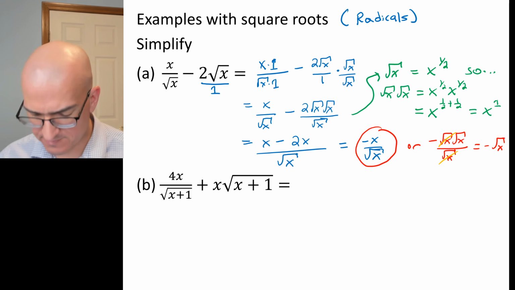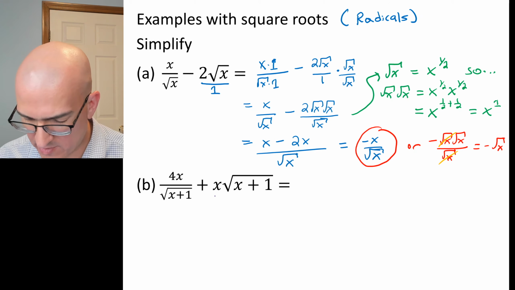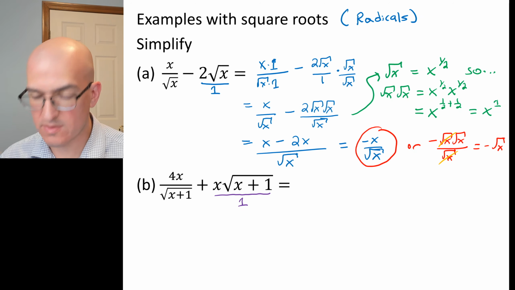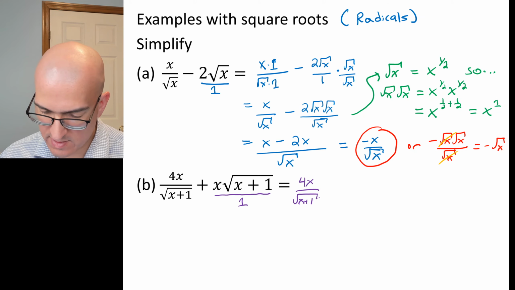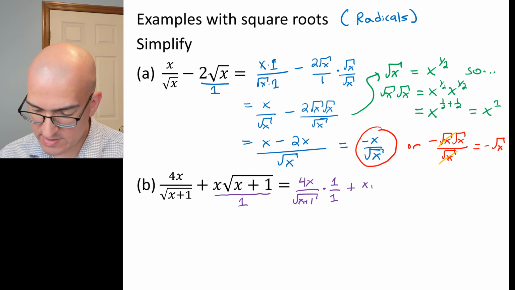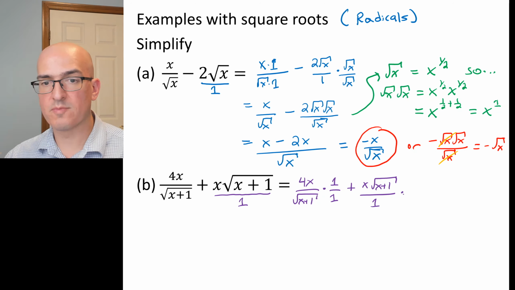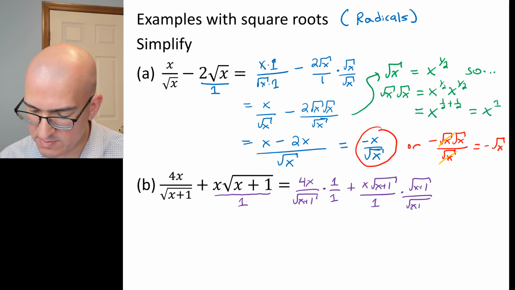All right, last question here. We have 4x over root x plus 1, plus x times root of x plus 1. We're going to do the same thing. I'm going to put a 1 underneath and then make common denominators. So 4x over the square root of x plus 1 times 1 over 1, multiplied by the bottom of the second fraction, and then plus x times the root of x plus 1 over 1, multiplied top and bottom by the bottom of the first fraction, root x plus 1 over root x plus 1.